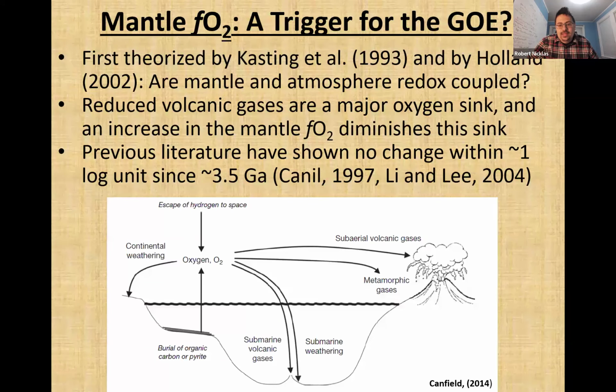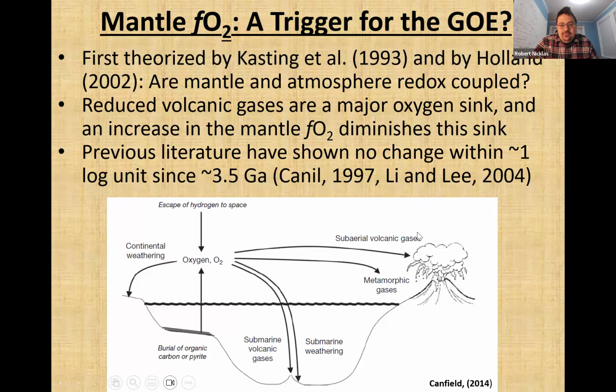And why we think the deep Earth and the atmosphere might show matching redox trends is that it's been theorized by Jim Kasting in 1993 and then by Dick Holland in 2002 that mantle and atmospheric redox are coupled, even though the mantle and the atmosphere do not have the same oxygen fugacity. The mantle oxygen fugacity exerts a strong control on the evolution of the atmospheric oxygen fugacity.